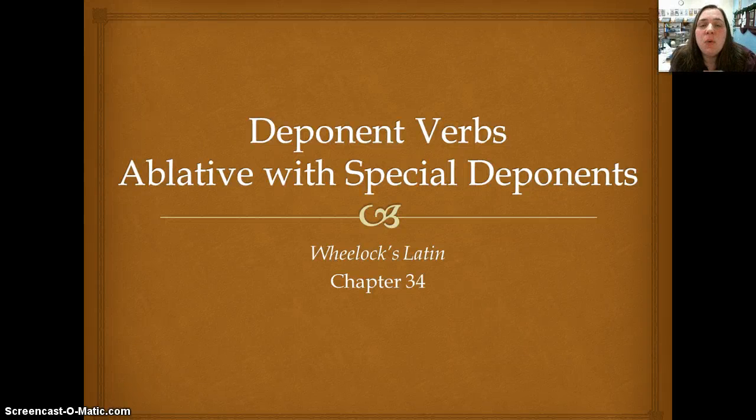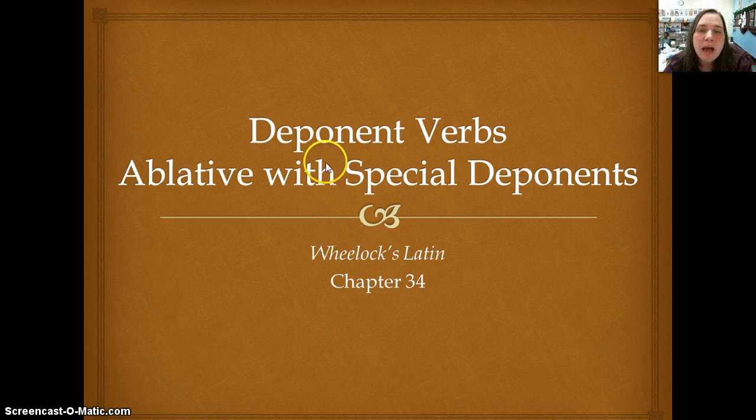Salvete ladies. So what we're going to cover today is chapter 34 of Wheelock, which is deponent verbs and the ablative with special deponents. The good news here is that you really don't have to learn very many new forms, really only one new form that you haven't had to learn before, and that's the passive imperative. But you do need to pay special attention to your new verbs that are going to be deponent verbs.